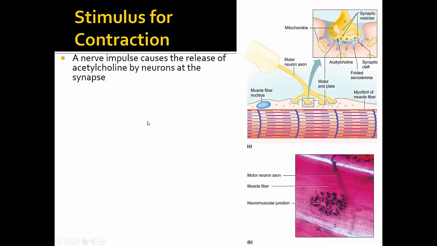So these are the events at the neuromuscular junction. The first thing that happens is you have a nerve impulse, which is an electrical signal that travels down the motor neuron axon and causes the release of acetylcholine by exocytosis into the synapse at the motor end plate. The acetylcholine binds to receptors on the muscle cell. The receptors are proteins that are specialized to recognize acetylcholine and let it bind.